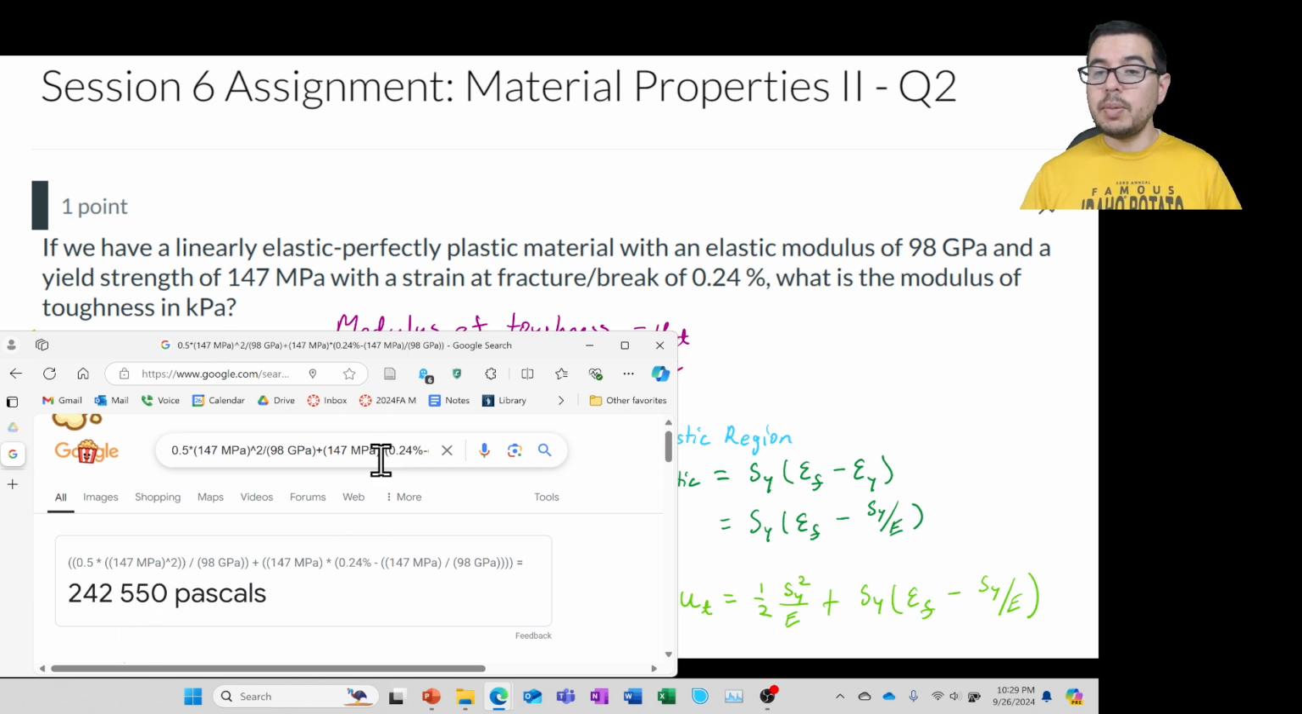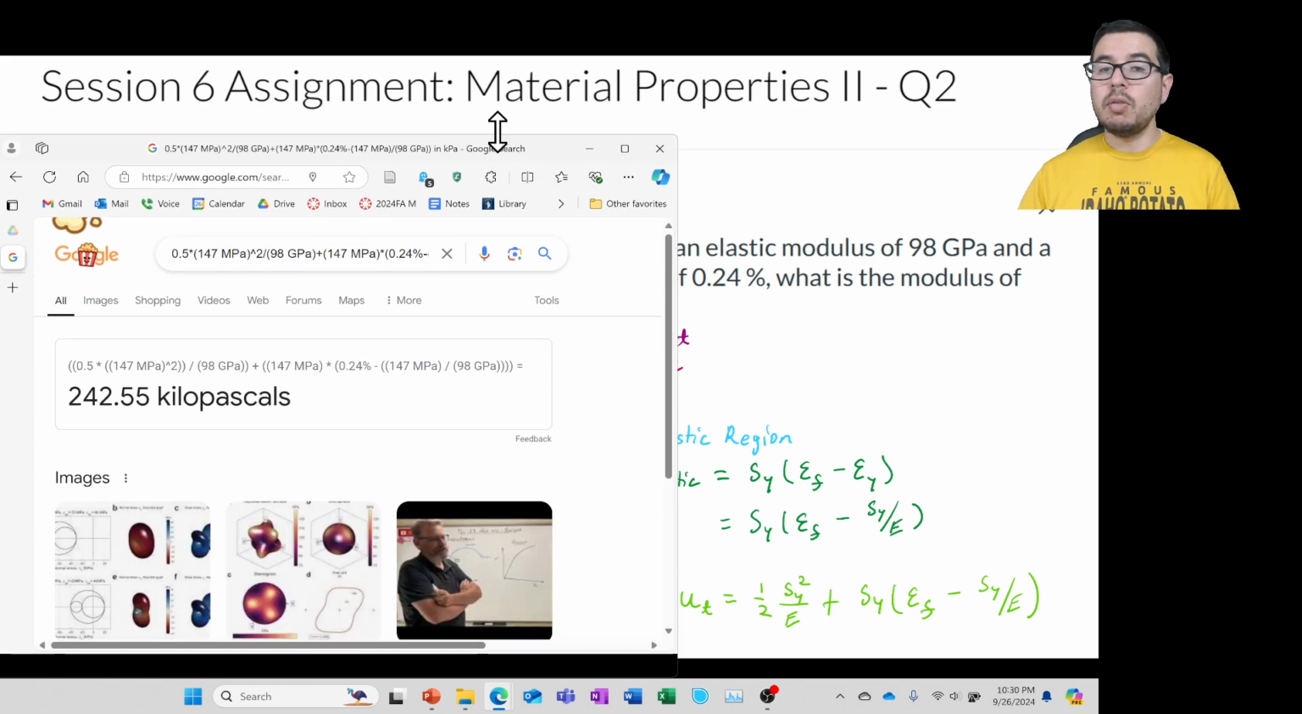We wanted this final result in kilopascals, so we would divide by 1,000, or we can put this whole thing in kPa and see what it says. Yep, it did it, so 243 kilopascals. So that's one way to get a numerical result.